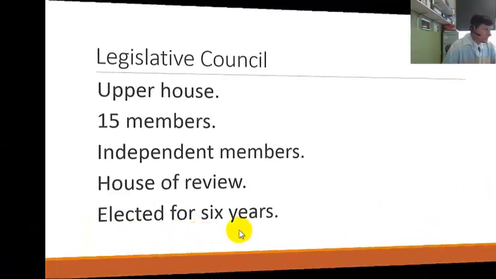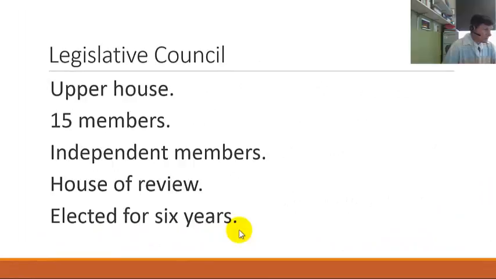Now let's turn to the Legislative Council. As I've already said, it's the upper house. It only has 15 members. They are elected in different electorates, with different boundaries. In Tasmania, the majority of members are independent. That means they're not aligned to any political party. There's a number of Labor and Liberal members, but they are very much in the minority. Its main function is a house of review to scrutinise legislation that comes through from the lower house, and their election cycle is every 6 years.